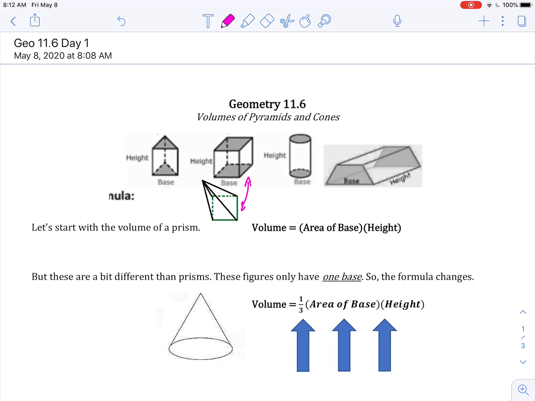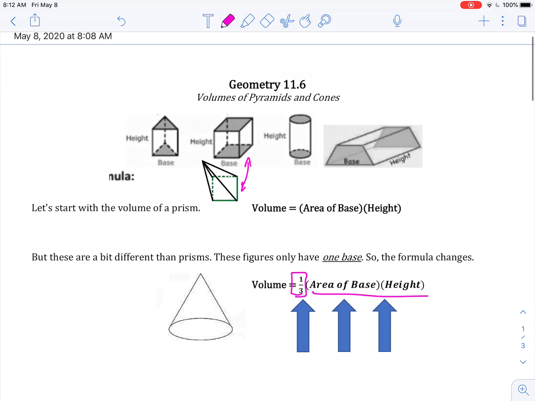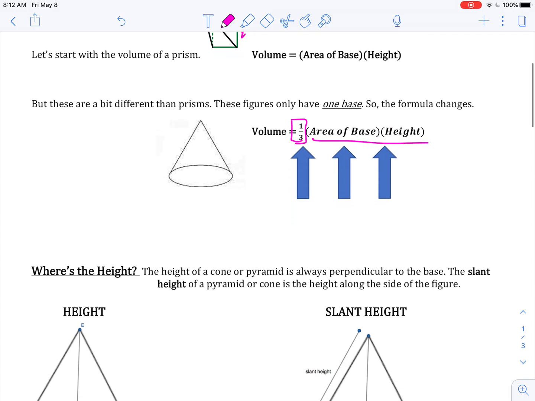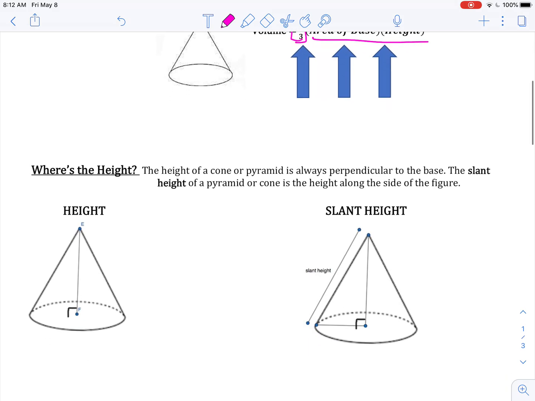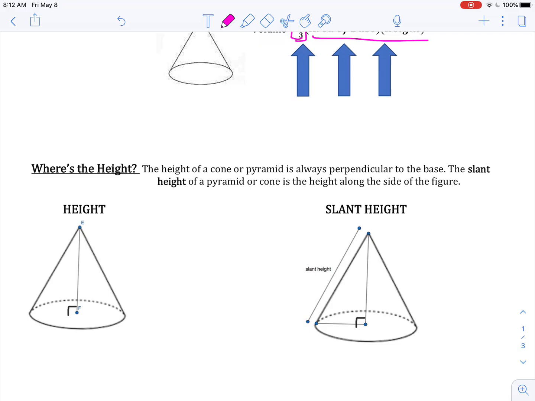So what changes here is we still have the area of the base times height. That stays the same, but we're going to multiply that by 1/3 for cones and pyramids. And what we need to be careful with is knowing where the height is. Where are we going to look for that height? So we're going to look straight down from the point or the peak of that cone to find the height. And again, that height's going to be perpendicular to the base.